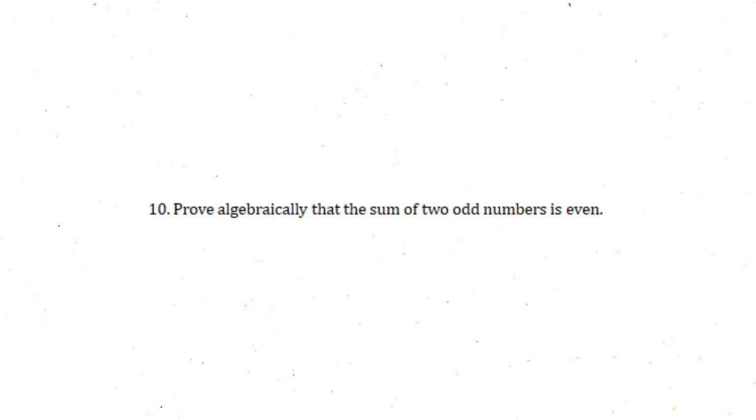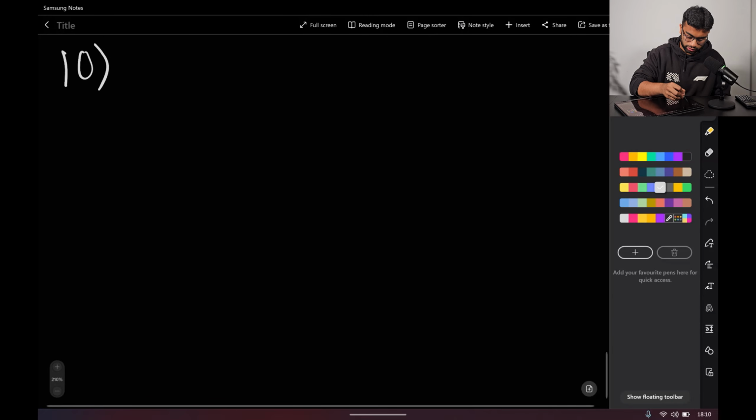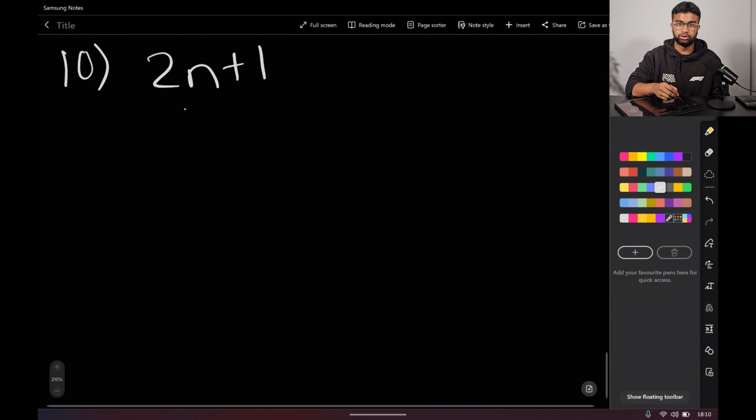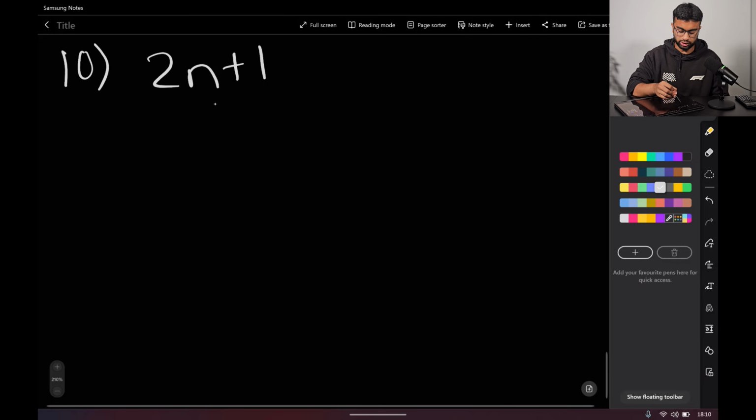Question 10 asks us to prove algebraically that the sum of two odd numbers is always even. So first we need to show that we are representing two odd numbers that apply for all odd numbers. So our first odd number could be 2n plus 1, for example. The reason we use 2n plus 1 is we don't know what n is. n could be odd itself. So say n was 3, n plus 1 would be 4, and that's not odd anymore. So by doing 2n plus 1, we make sure that 2n is obviously even because we can divide that by 2, and then adding 1 to it makes it odd.